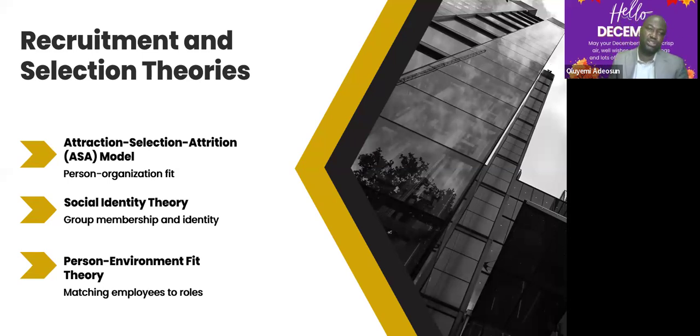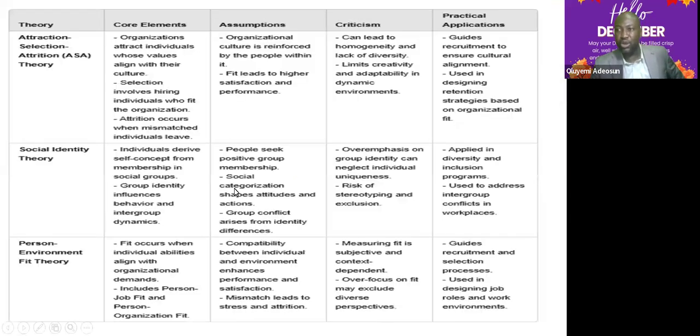So we have the attraction, selection, attrition model, the person organizational fit. Look at that. Attraction, selection, attrition model. Then we have the social identity theory. Then we also have the person environment fit theory. The first one is attraction, selection, attrition, which is also known as the person organizational fit. The third one is person environmental fit theory, which is matching employees to what? To roles. Let's quickly look at some of these theories in slightly greater detail.